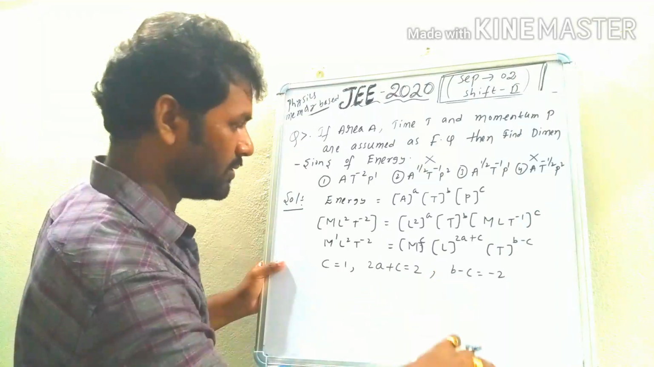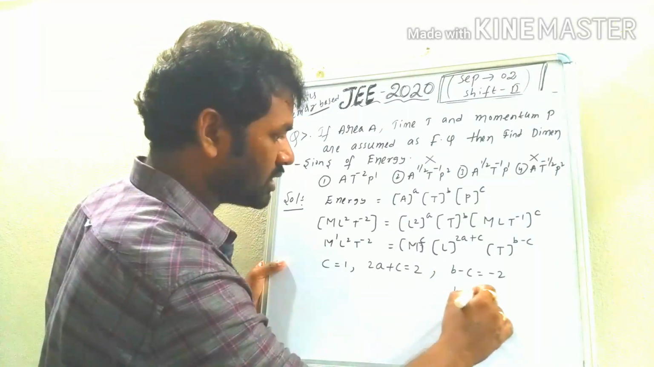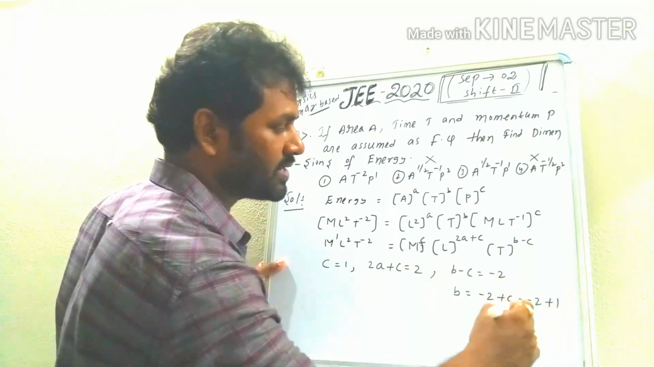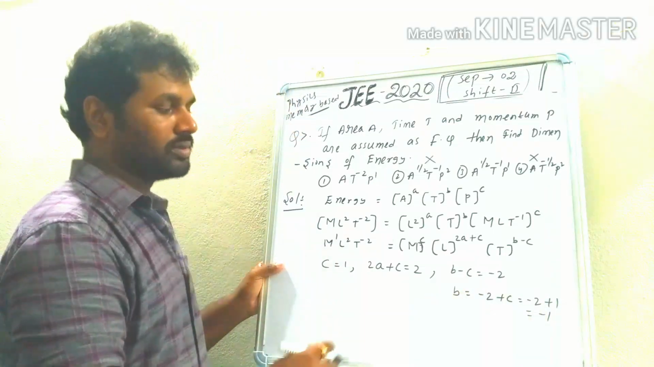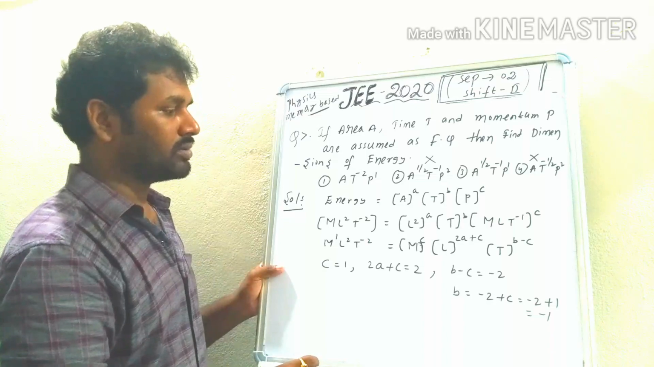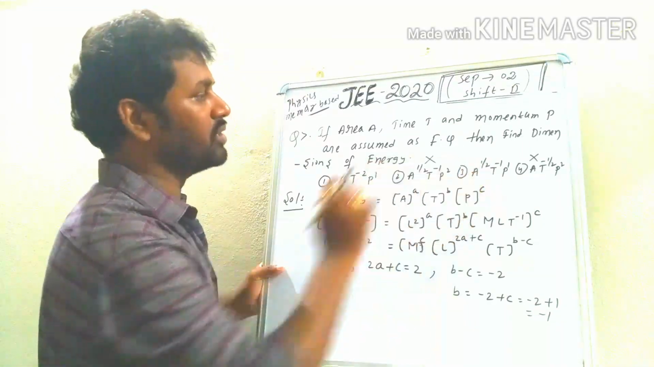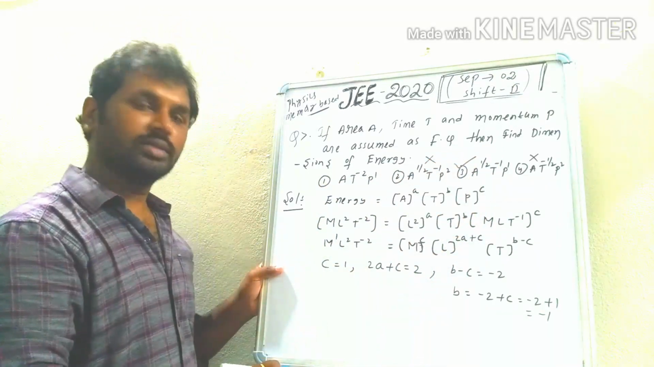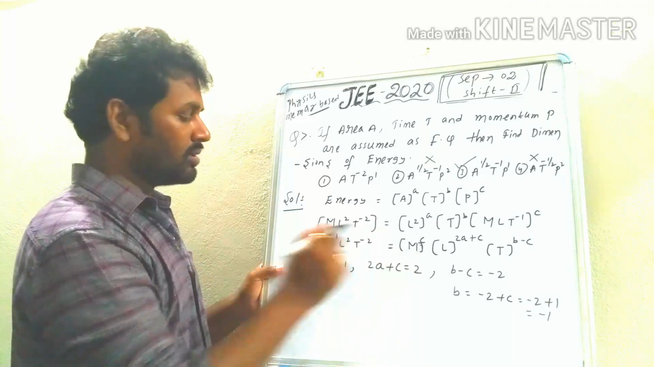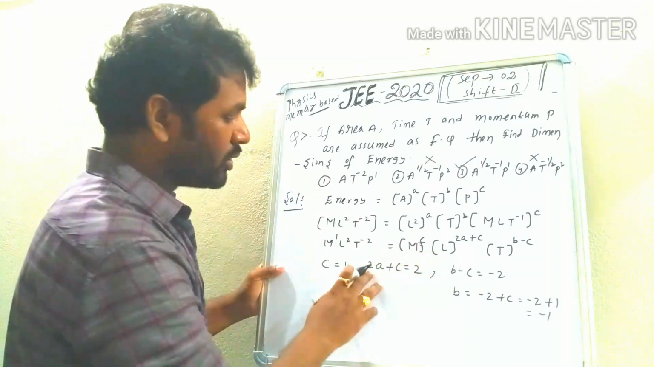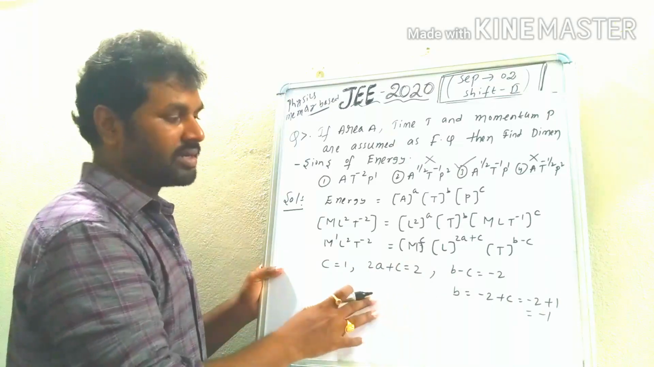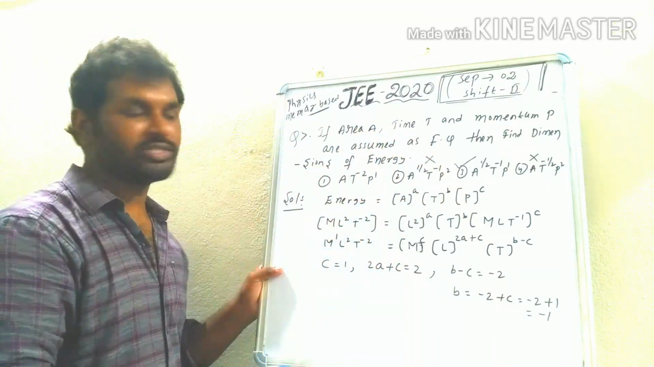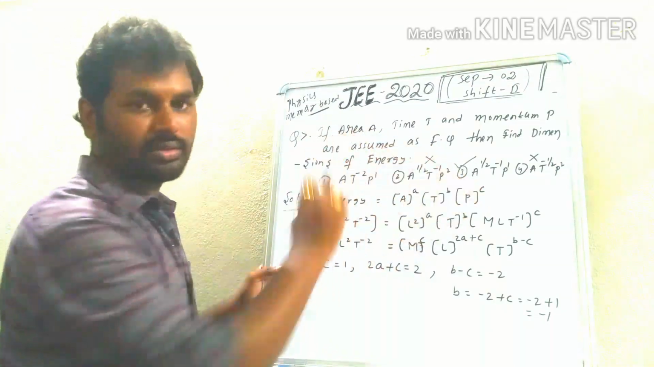So for that we can use this. b is equal to minus 2 plus c. You got c as 1, so it is minus 2 plus 1, that is equal to minus 1. So you got the b value as minus 1, which means T to the power of minus 1. Here T power minus 2, here T power minus 1. Yes, you got option 3 even before finding the value of a. If you want to find it, you can take this expression, but it is not necessary because the other options have already been eliminated. You got the answer for this question: option C, option number 3.